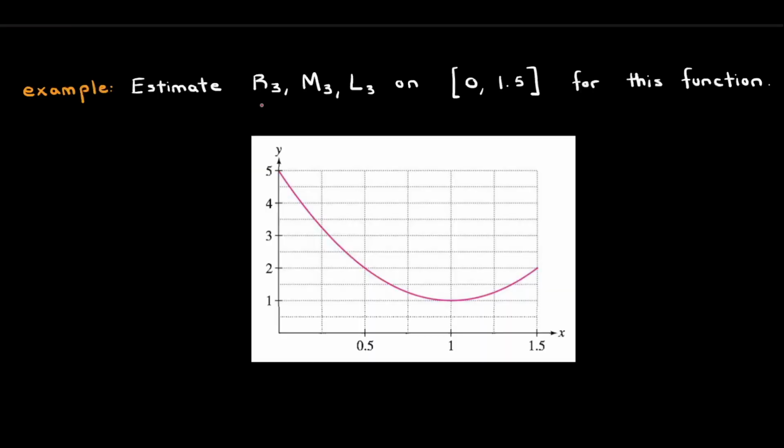Here we have to find the right endpoint approximation, the midpoint approximation, and the left endpoint approximation using three rectangles on the closed interval from 0 to 1.5 for this given function. So this time we don't have an equation, but that's okay. We're just going to draw our own rectangles on this graph and then add up those areas to evaluate these approximations for area under the curve.